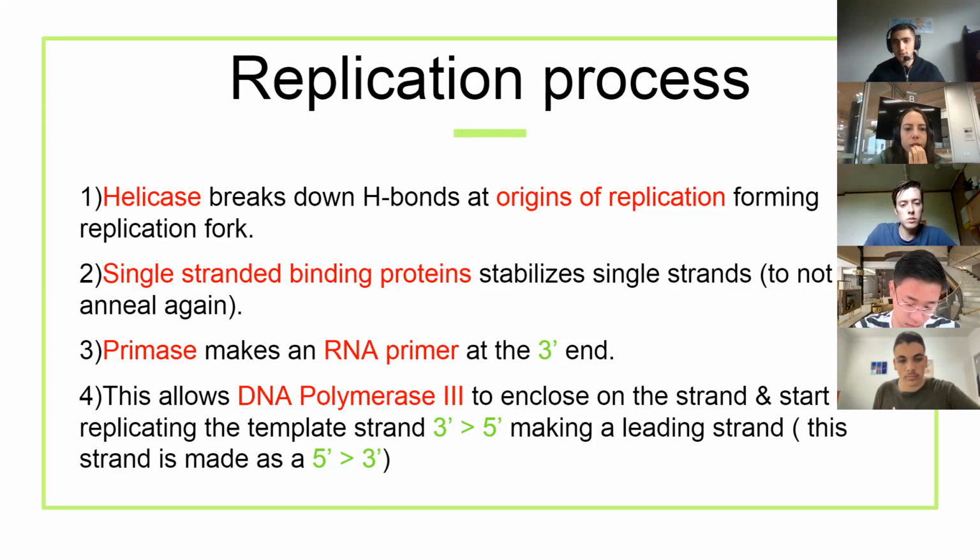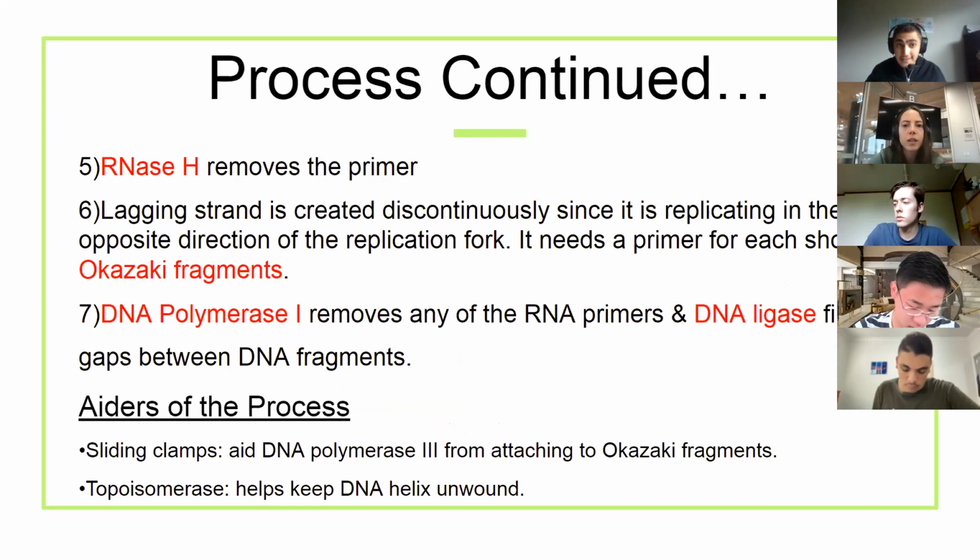Step 5 is we get something called RNase H, and that removes the primers because we don't need them anymore. We've already started making the strand, so we get rid of them. Then that's on the strand that's like, you know how we have 2 strands for DNA and we break them apart.